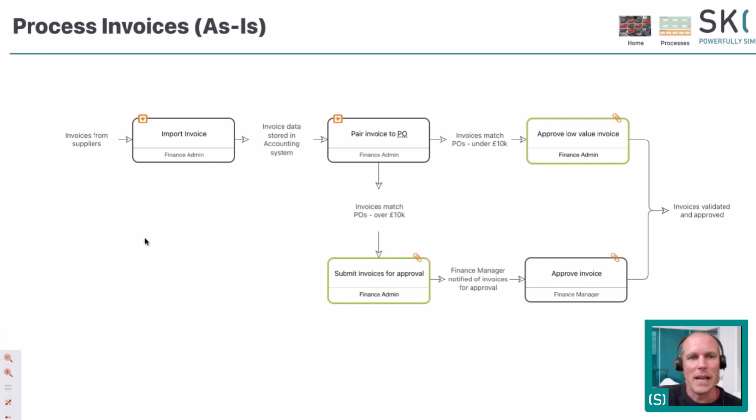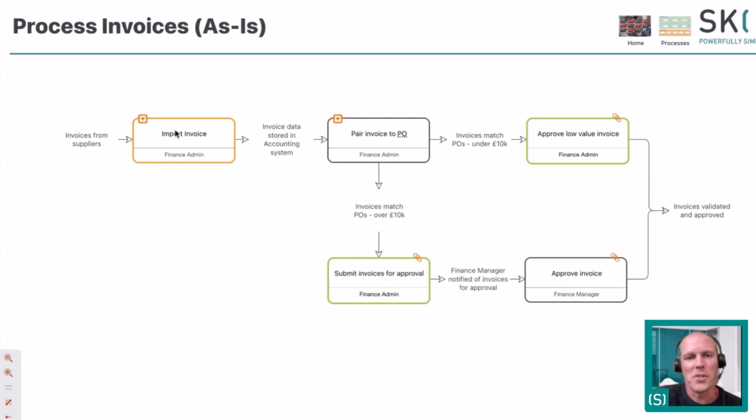So what I've got here is essentially a processing invoices process. So we've got invoices coming in from suppliers. We're going to import them into our accounting system. That invoice is then going to be paid against a purchase order in the system, at which point there's a business rule. Any invoices under 10,000 British pounds in this case would go through to finance admin for approval. Any invoices over 10,000 British pounds, the finance admin actually forwards onto a finance manager to approve it. So we've got two different levels of approval in this case.